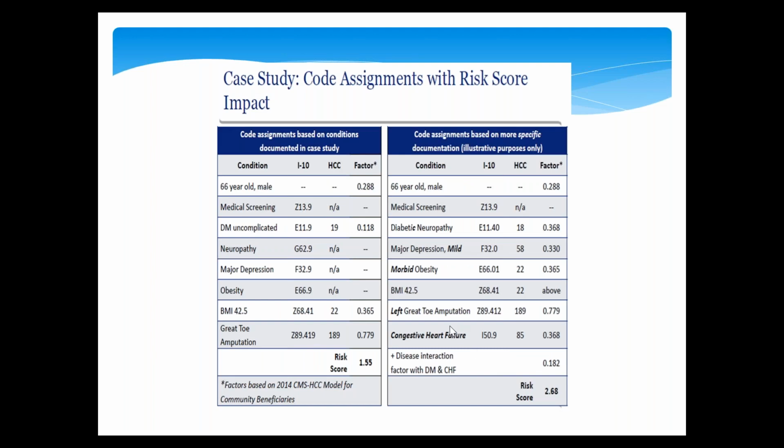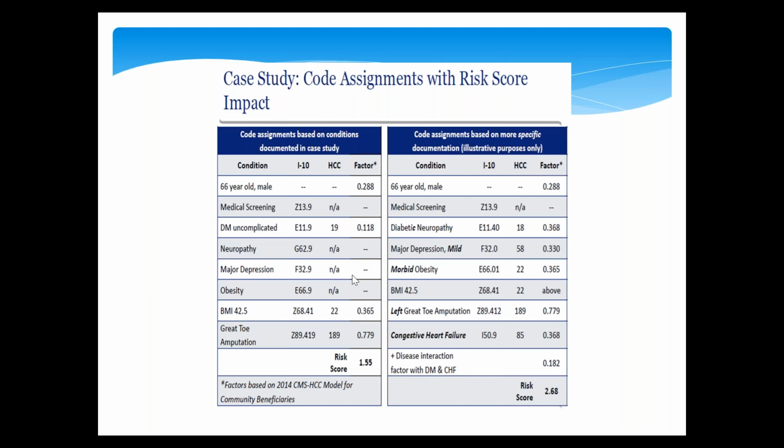So let's look at the difference of how they documented it. They've got to document he's a 66-year-old male, so he's going to get a risk factor for that. Medical screening, you're not going to get any risk factor for that. Diabetes uncomplicated, because if they didn't say that the neuropathy was from the diabetes, they only get a 0.118, whereas with the neuropathy, they get the 0.368. So they documented diabetes uncomplicated and neuropathy, which basically they missed out about 0.25, 0.26 there in their risk.